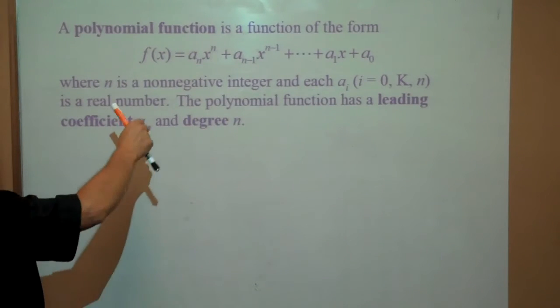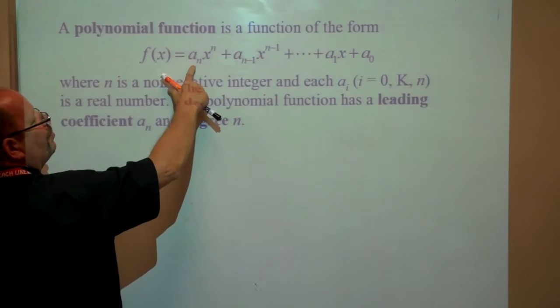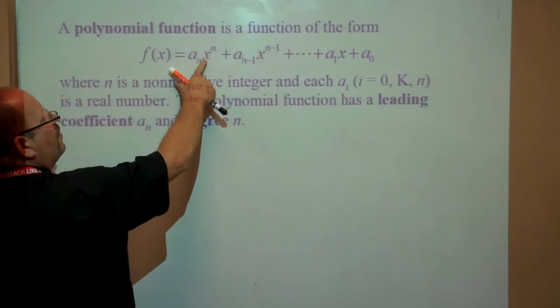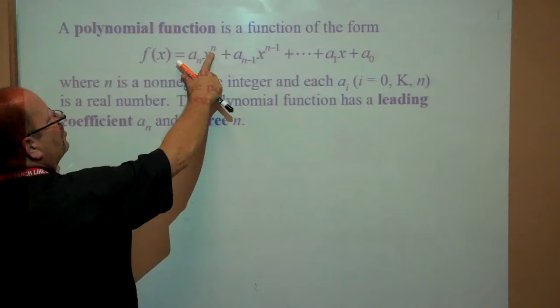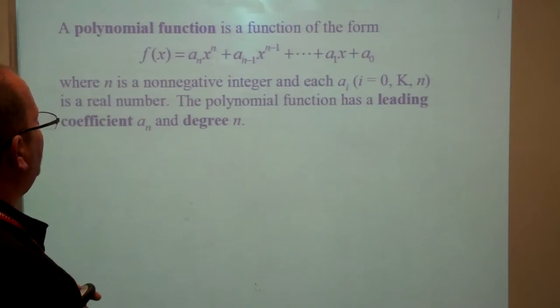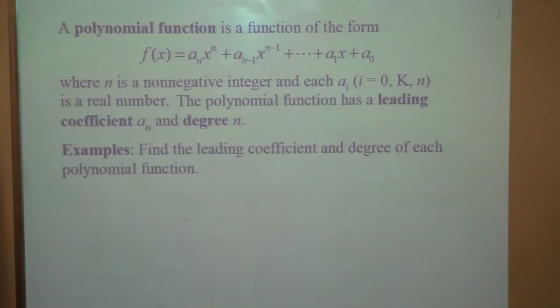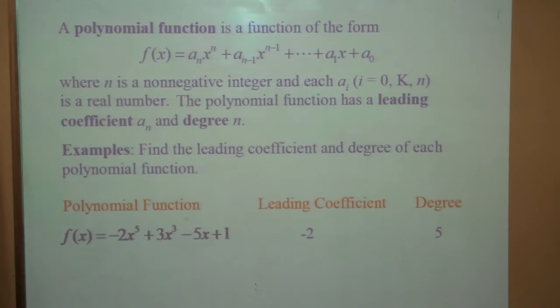Leading coefficient. The lead coefficient is the constant part of the first term, the term with the x raised to the highest power. If you were just to read this without my explanation, yes, I can understand, it would be challenging to some of us. But having that explanation and a few examples shouldn't be too hard.